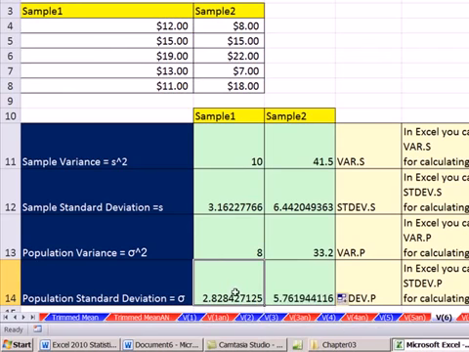So again, here it is. By doing the n minus 1 up here, it bumps it up a little bit to make up for the tendency of sample data to underestimate the population parameter.